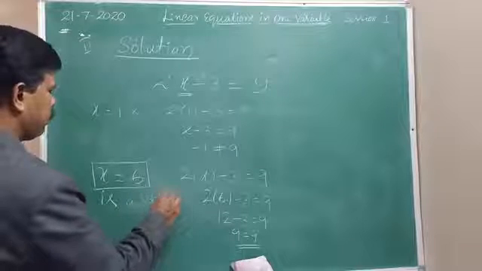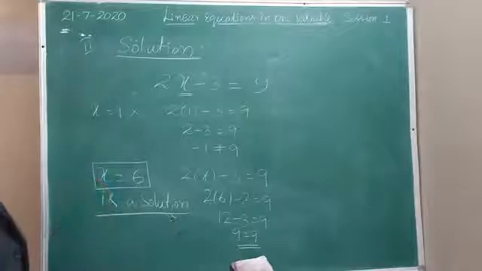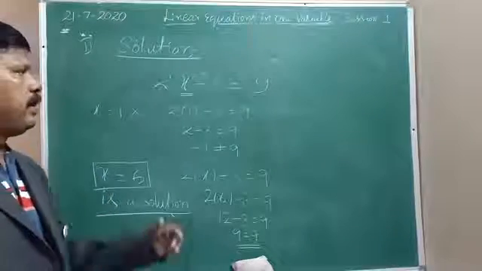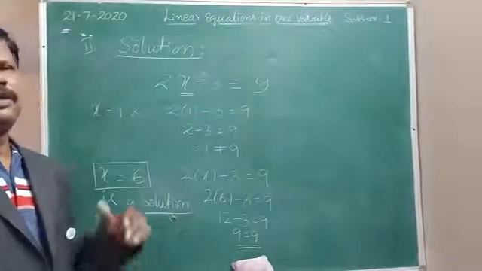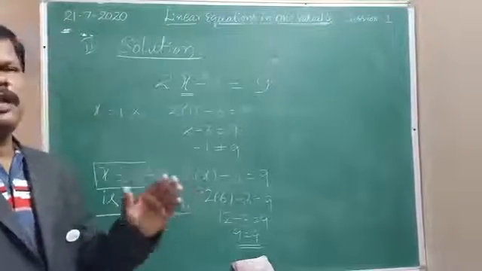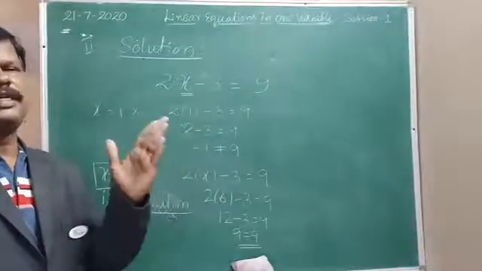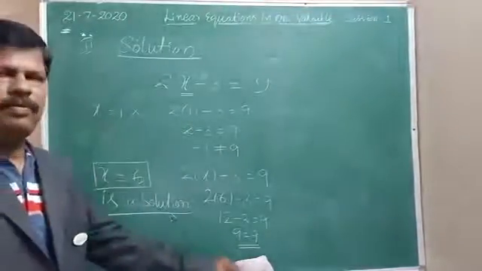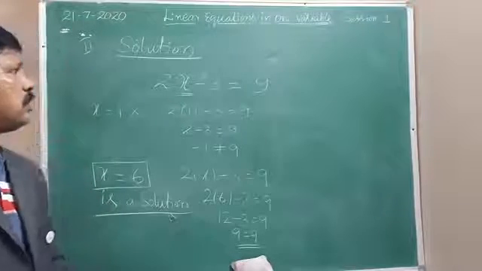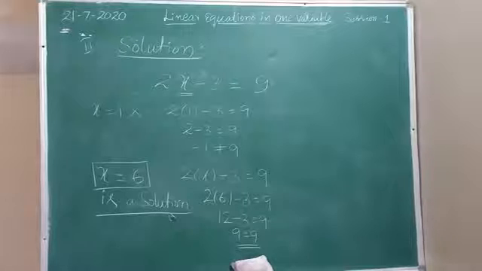x = 6 is a solution of the linear equation 2x minus 3 is equal to 9. So, what is the solution? A solution is the suitable value for the variable in order to make the left hand side equal to the right hand side. Clear? So, this is how to find the solution of the equation.